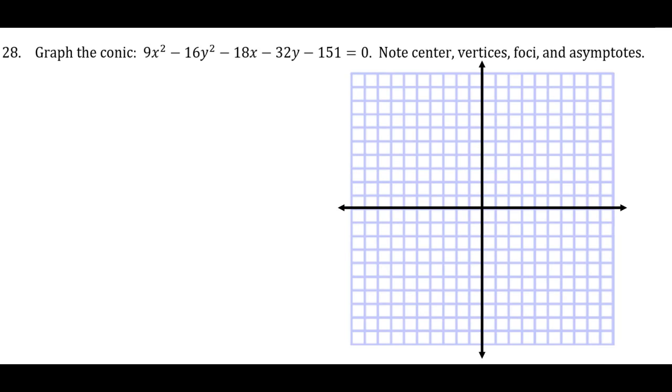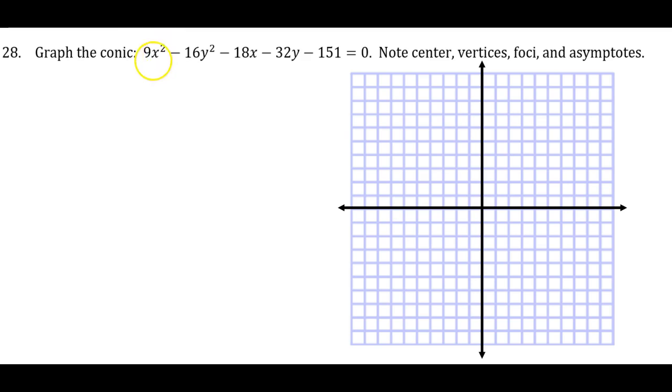The next says graph the conic 9x squared minus 16y squared minus 18x minus 32y minus 151 equals 0. Note all the same things there, including asymptotes if there are asymptotes, if it's like a hyperbola or something. So first thing I want to do is make this look like a standard form, not the general form.